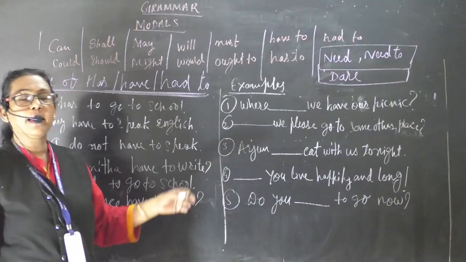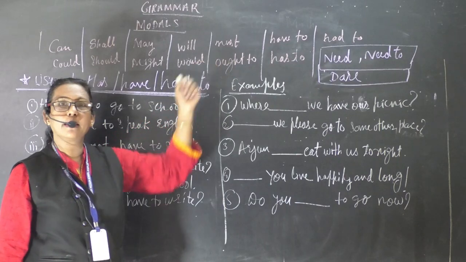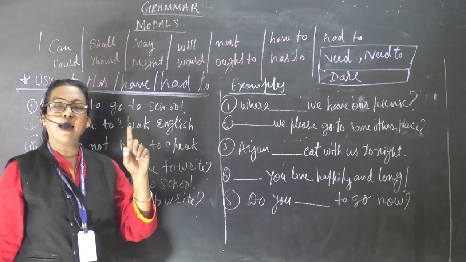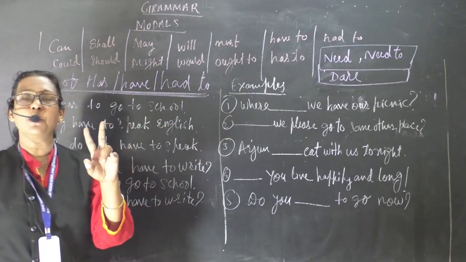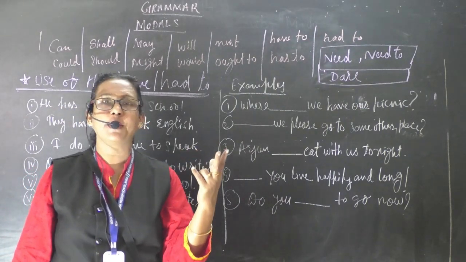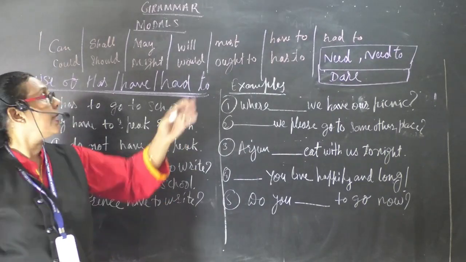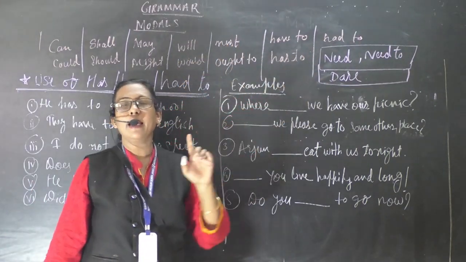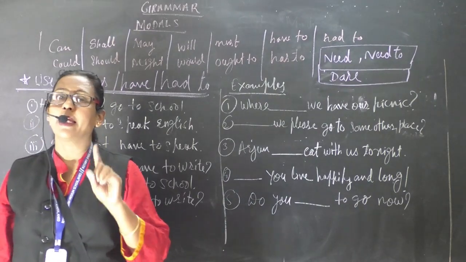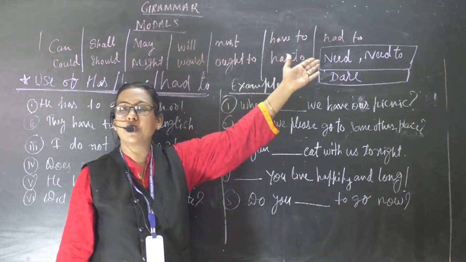Now we will see the use of have to, has to, and had to. Have and has we always use in the present tense. Have we always use for the plural, and has we always use for a singular person. When we use had, we always use it in the past tense. The past tense of has and have is actually had.